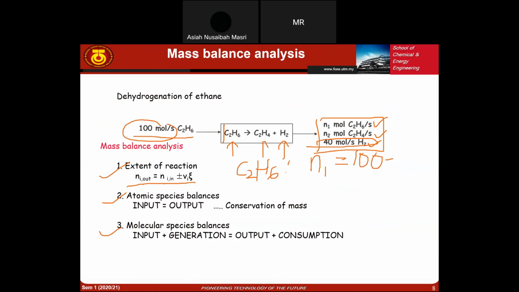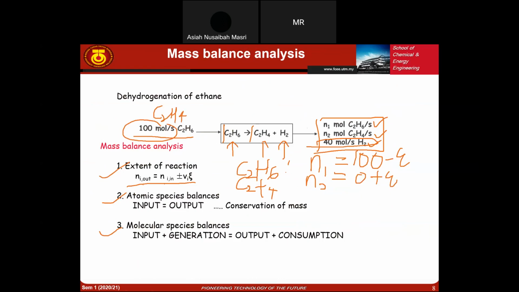Then we have the product, C2H4. So here the output of the product is N2. The input, we don't have any C2H4 in the input, so that will be 0. C2H4 is a product, so plus. And here we have one stoichiometric coefficient, so it's 1. Then we have extent. So N1 equals 100 minus extent. N2 equals the extent.